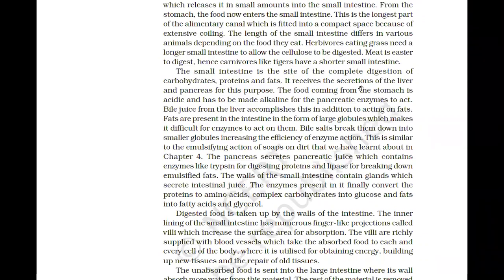It receives the secretions of the liver and pancreas for this purpose. The food coming from the stomach is acidic and has to be made alkaline for the pancreatic enzymes to act. Bile juice from liver accomplishes this in addition to acting on fats. Fats are present in the intestine in the form of large globules, which makes it difficult for enzymes to act on them. Bile salts break them down into smaller globules, increasing the efficiency of enzyme action. This is similar to the emulsifying action of soaps on dirt that we have learned about in chapter 4.